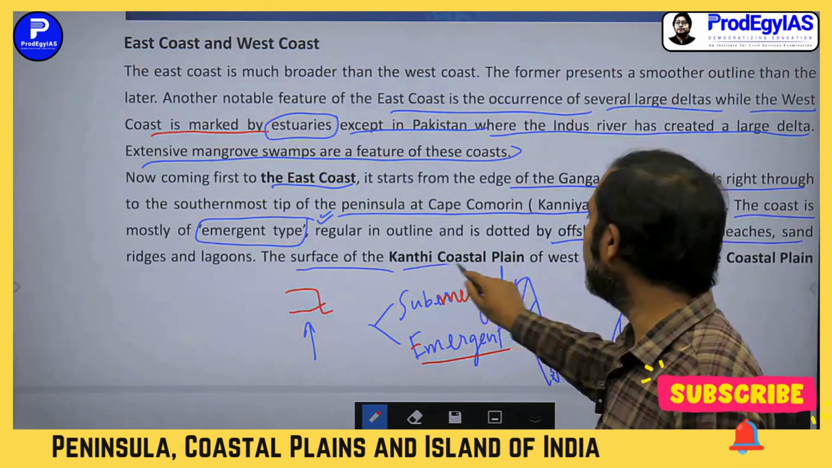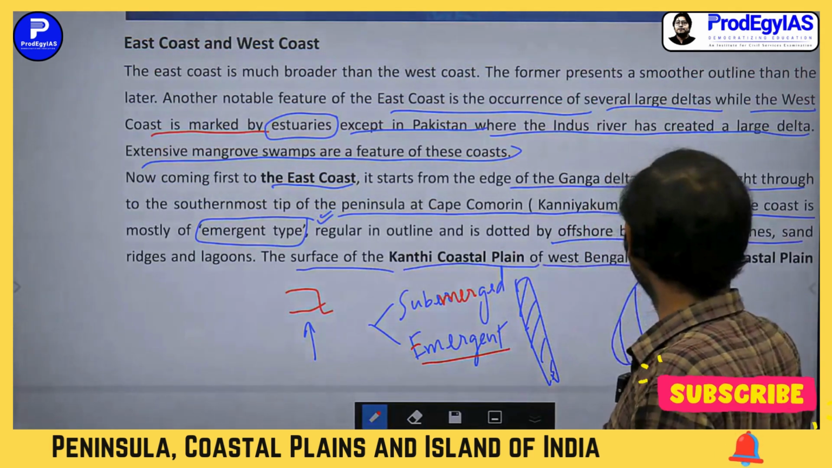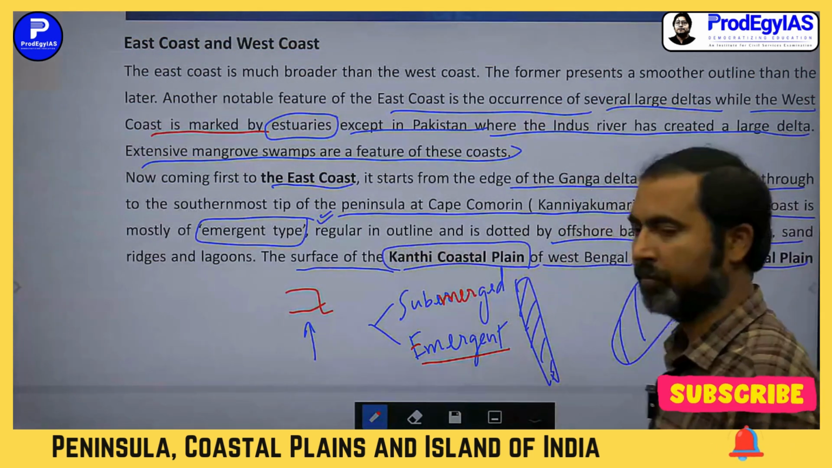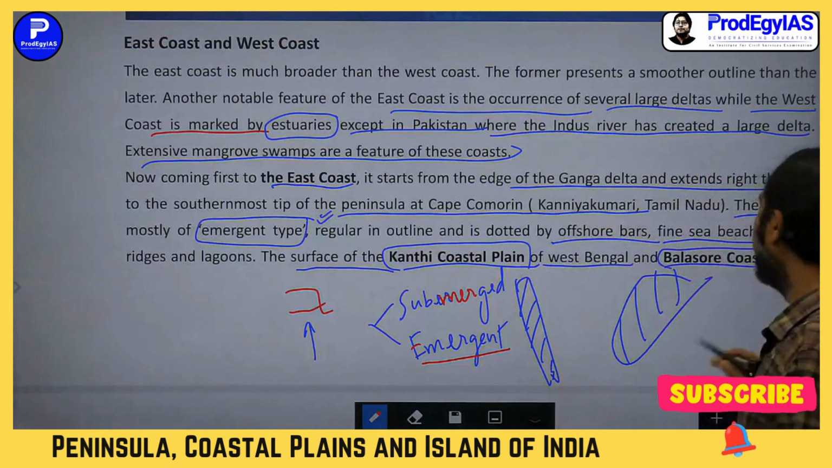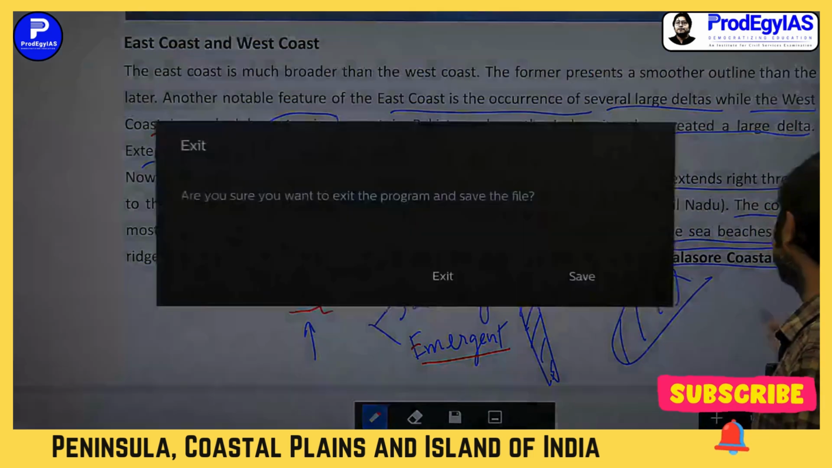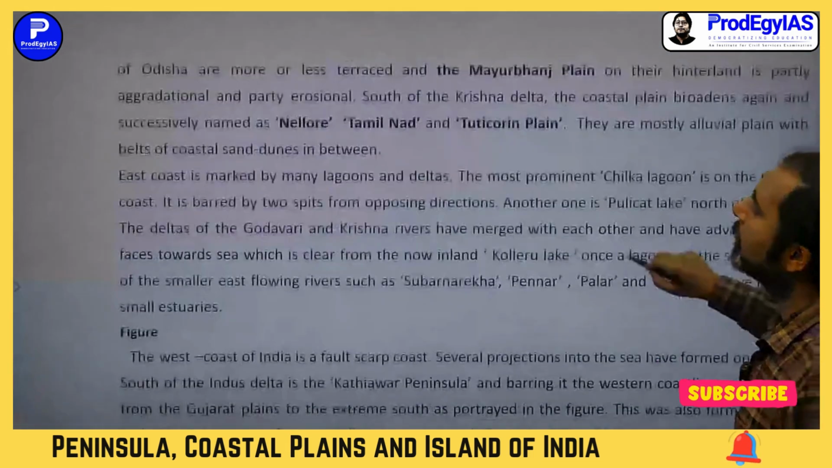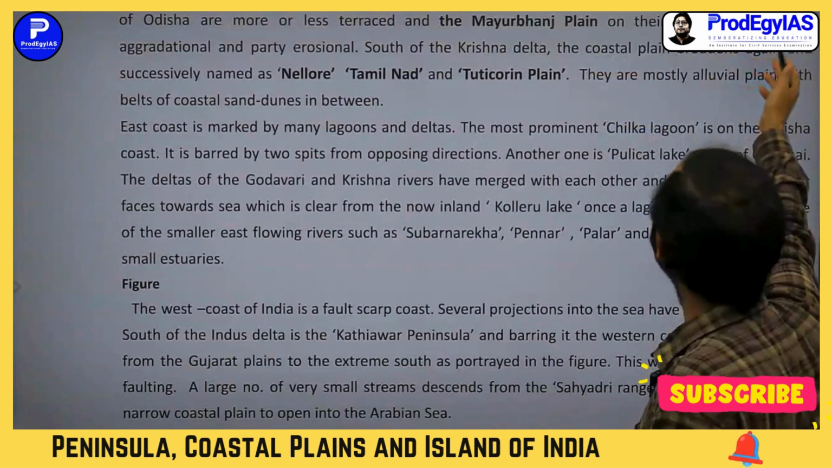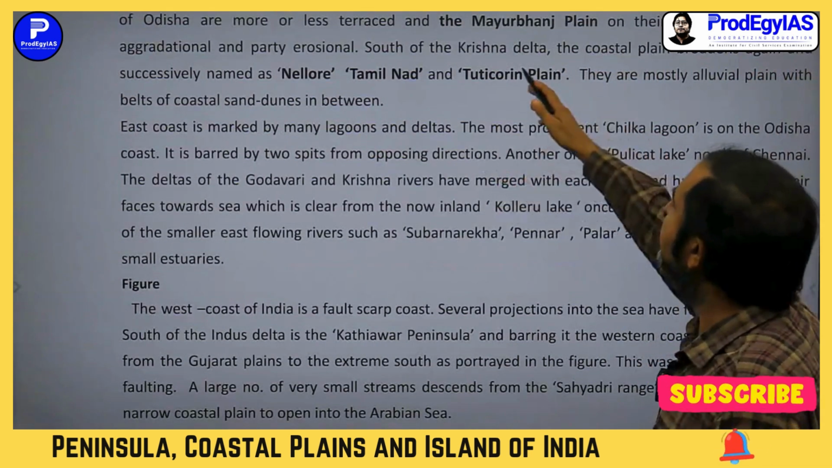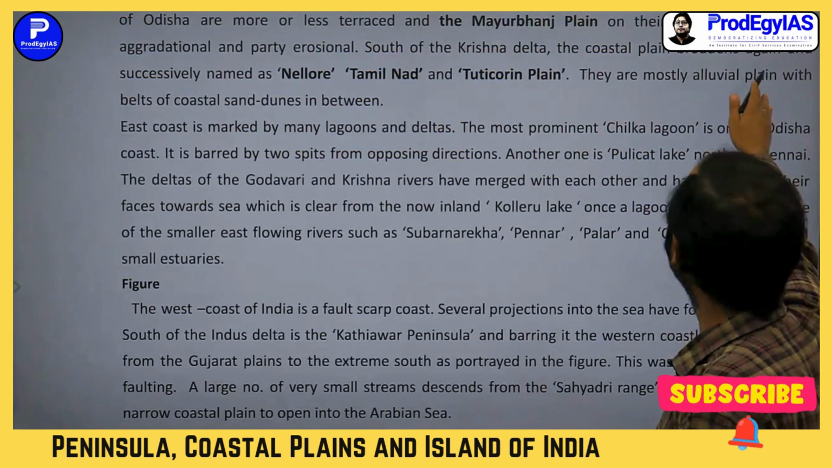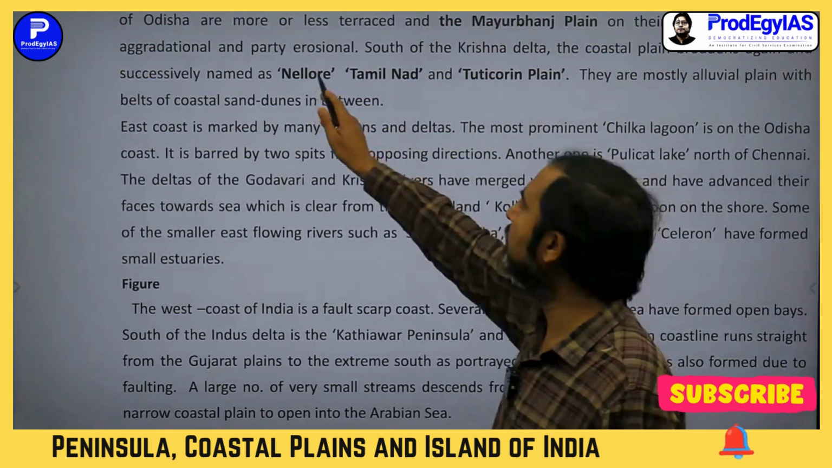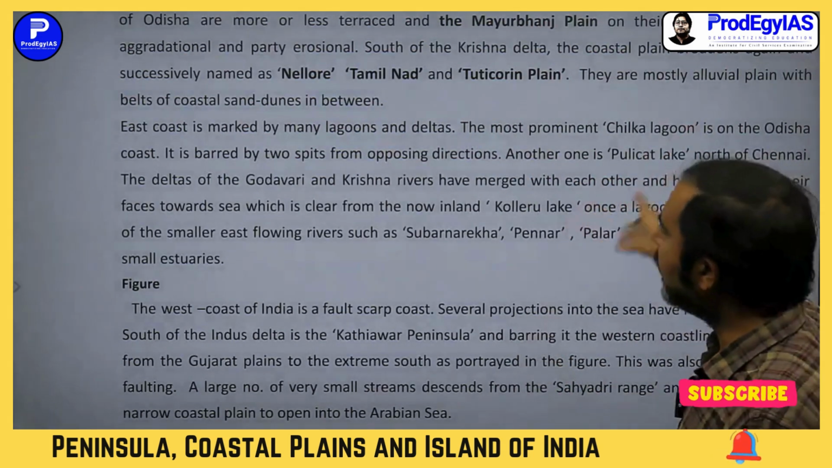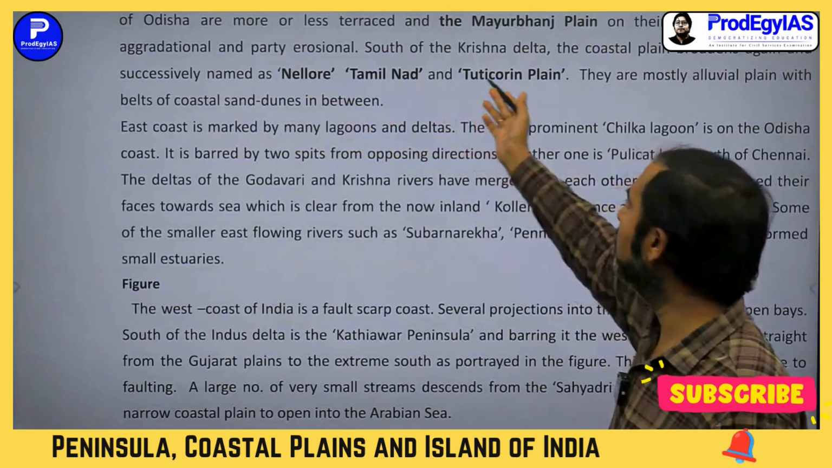The surface of the Kanthi coastal plain of West Bengal and Balasore coastal plain. This small strip of West Bengal is known as the Kanthi coastal plain. And the coastal plain of Odisha is also known as the Balasore coastal plain, right? The coastal land around Mayurbhanj is known as Mayurbhanj coastal plain, right? South of the Krishna Delta, the coastal plain broadens again and is successively named as Nellore, Tamil Nadu and Tuticorin plain. Means they are the smaller divisions of that coast. The area around Nellore is known as Nellore coastal plain, then Tamil Nadu, then Tuticorin coastal plain.